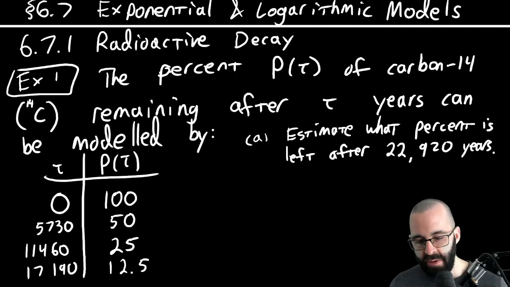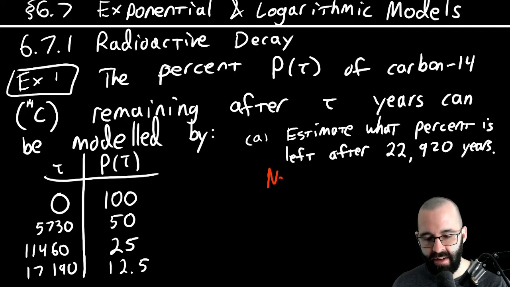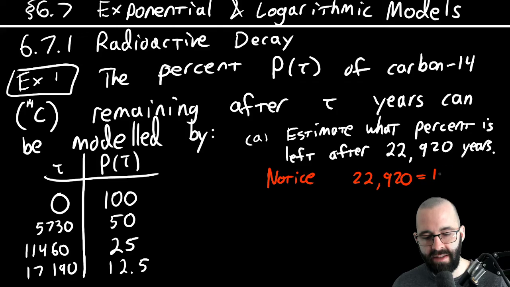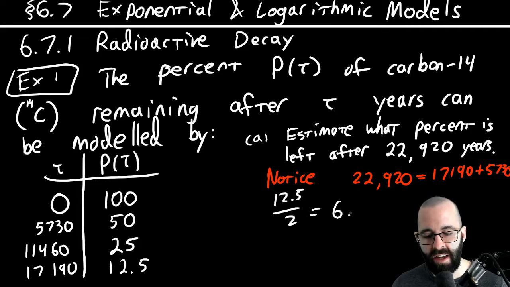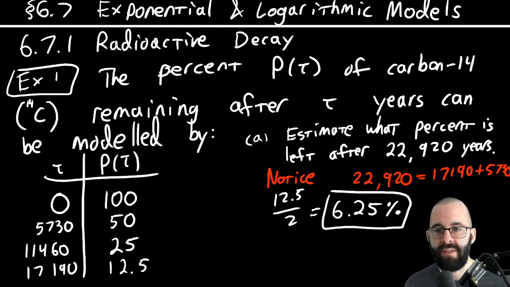Okay. Well, notice, that's part of our solution, right? Notice that 22,920 is just the last data point plus 5,730. So we're losing half every 5,730 years. So we're just going to lose another half. So we're going to guess, well, what's half of 12.5? You can use a calculator. Our answer is going to be this is what percent is remaining. All of these P of T's are written as a percent. What percent? 6.25%.